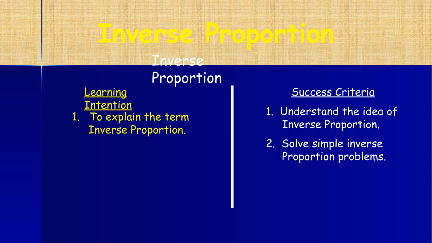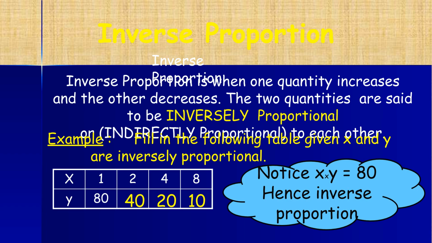Next, we will focus on inverse proportion. Our learning intention is to explain this term. The success criteria include understanding the idea of inverse proportion and solving simple inverse proportional problems. Inverse proportion is when one quantity increases as the other decreases. The quantities are inversely or indirectly proportional. For the table, notice that the product of x and y is always 80, confirming an inverse proportion.